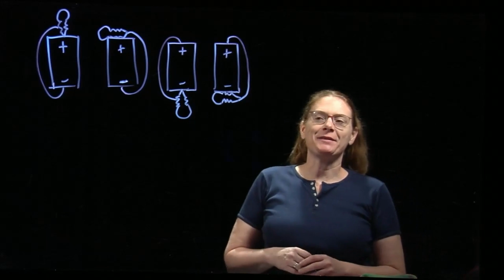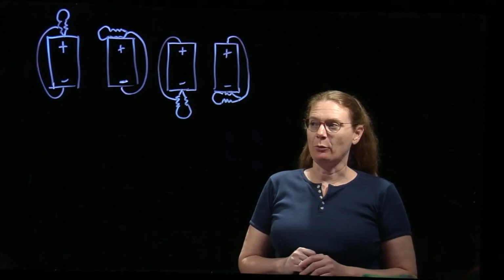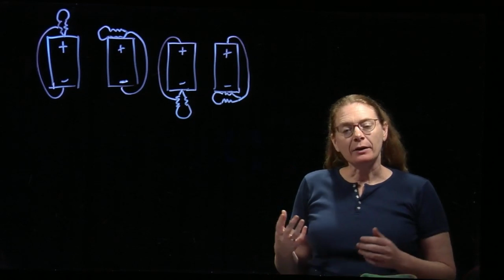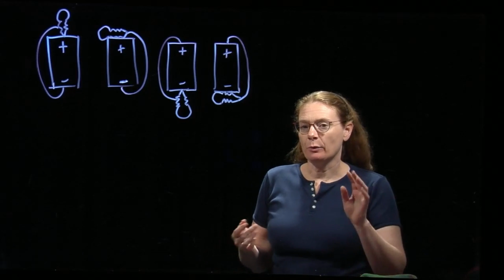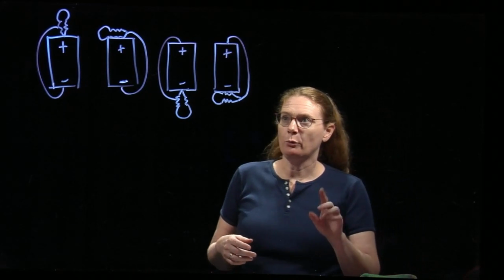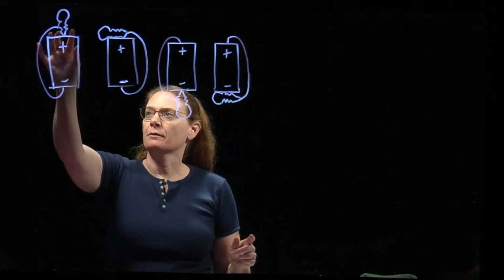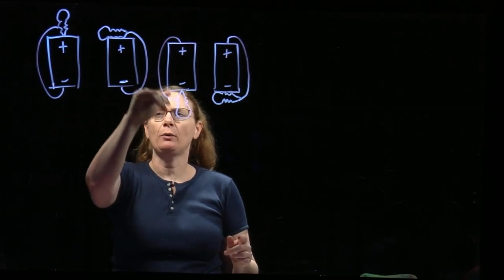Hello, this video is about schematics and how we use circuit schematics to make our life easier. Now, in the introductory video, I said there were 4 ways that you could light a bulb with one battery, one bulb, one wire. And here they are. So we've got one battery, one wire, and one bulb.